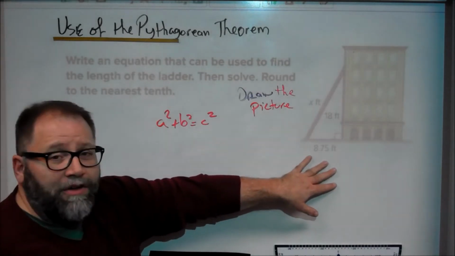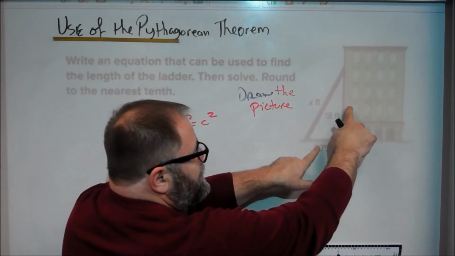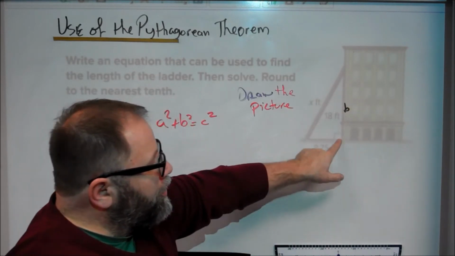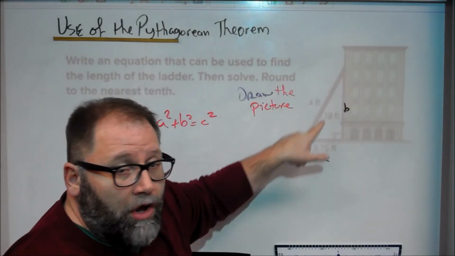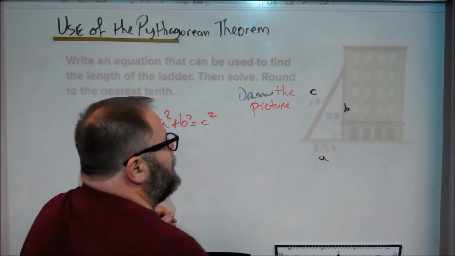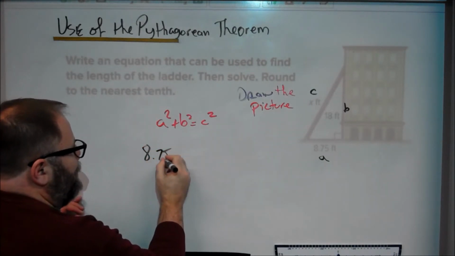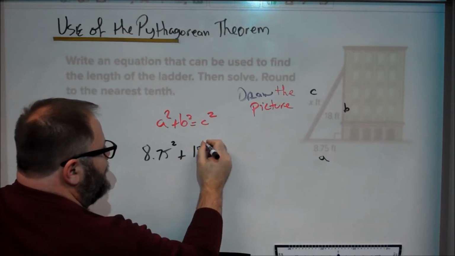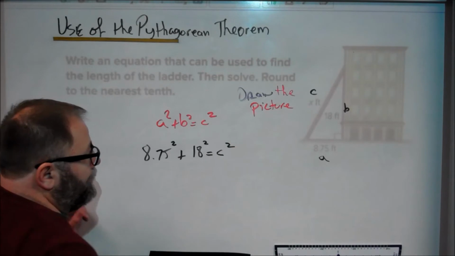Now going back to the values here that we have, here's our right angle. So the two legs make the right angle. I'm just going to put an a there and a b there. Across from the right angle is the hypotenuse. It is also the longest length there, so that is our c. What we don't have, we will figure out. So we have 8.75 squared plus 18 squared equals what we don't know, c squared.